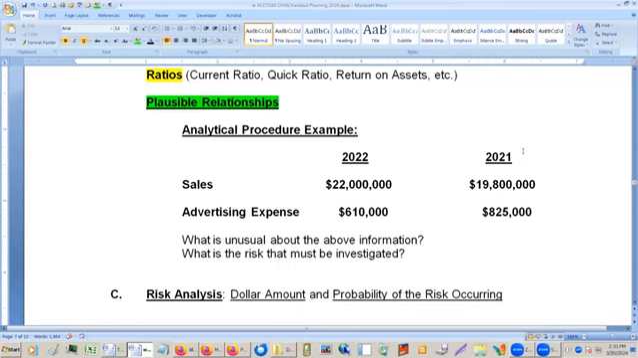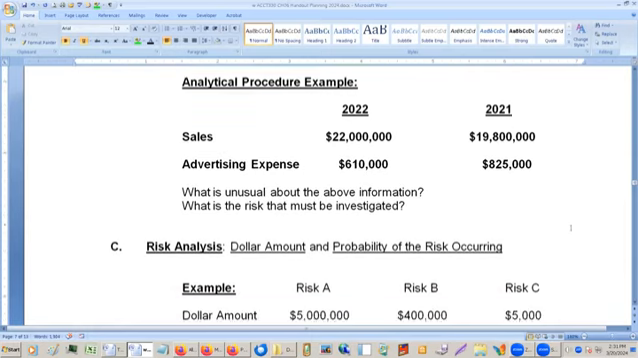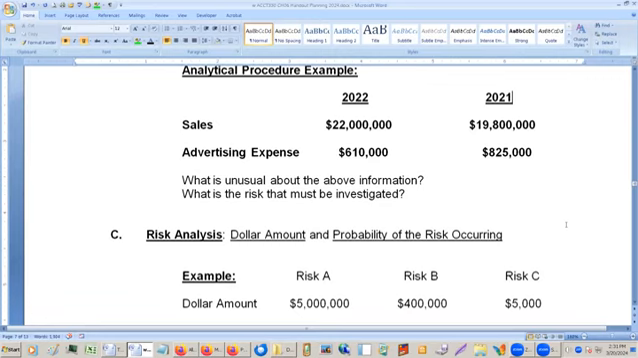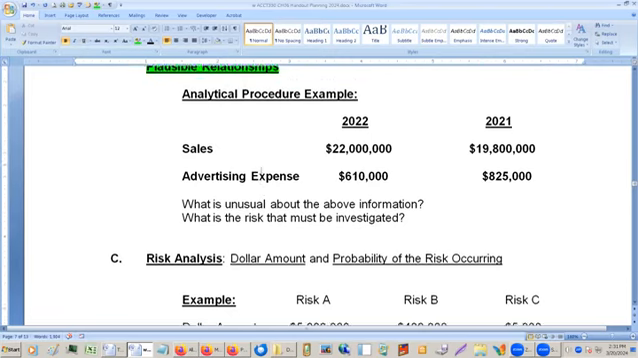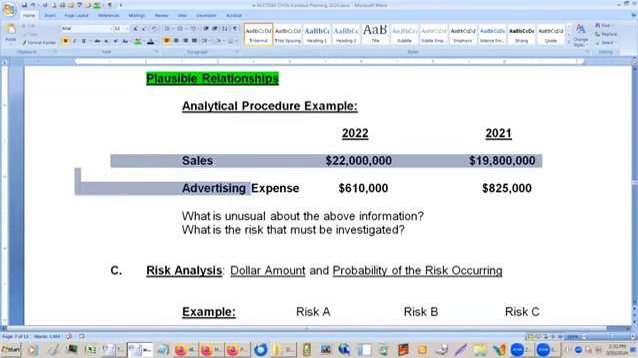Other than this being from 2 years ago, what's unusual about these analytical procedures? So let's say you get this from a client. They have their 2022 sales and 2021 sales, and they have advertising expense for 2021 and 2022. What's odd about this data that they gave you? What's odd about this?